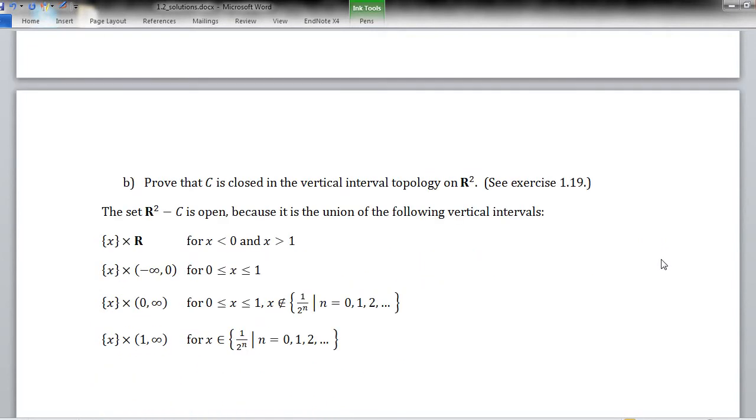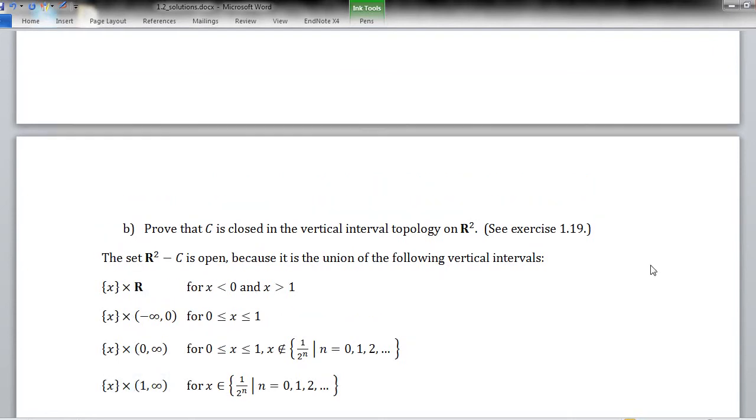All right. So I've written this one out already. To show that C is closed, we want to show that its complement R2 minus C is open. And we're going to do that by showing that it's the union of a bunch of open sets in this vertical interval topology. Okay. In fact, that it's the union of a bunch of vertical intervals. And they're going to be of 4 different types.